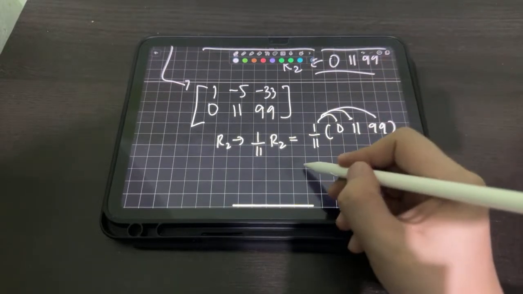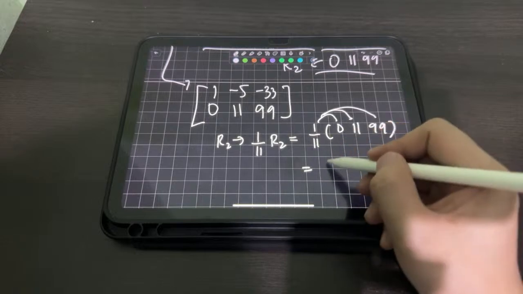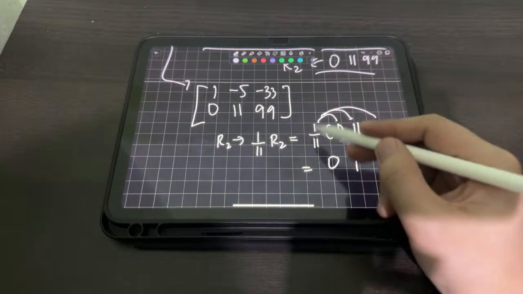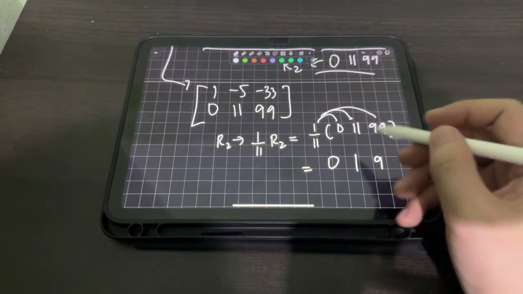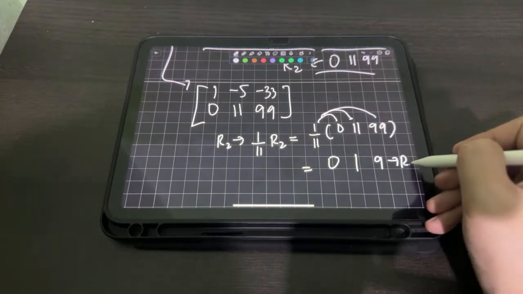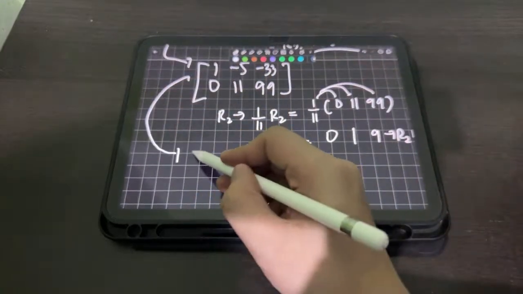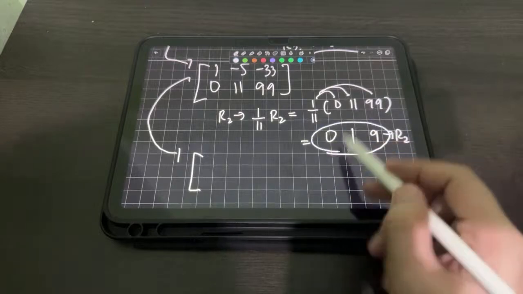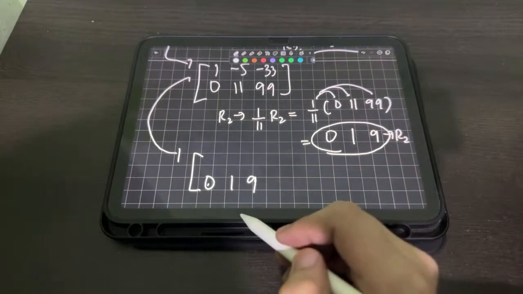Distribute this 1 over 11. So 1 over 11 times 0, 0. 1 over 11 times 11, it's 1. 1 over 11 times 99, it's 9. So this will be the new entries in R2. Therefore, for the final answer for REF, the new entries in R2 are 0, 1, 9.